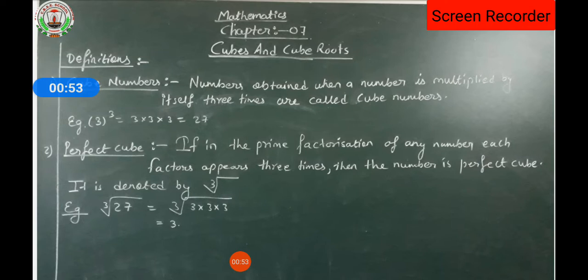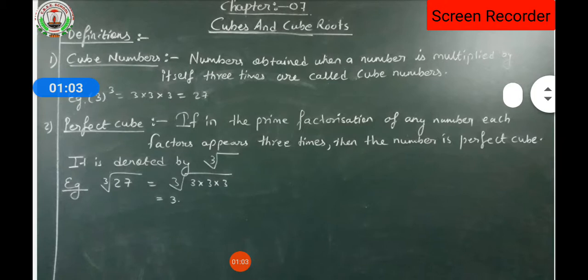Clear? So here let's have the revision of chapter number 7. These two chapters, 6 and 7, are very important. That's why we are having a revision of these chapters before starting chapter number 8. So here, chapter number 7: cube and cube roots. As we have seen the definitions of a square and the square root, in the same way we are going to see the definition of cube and cube roots as well as what a perfect cube is.